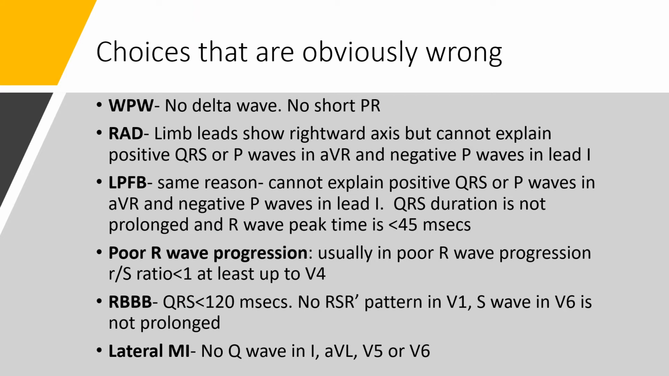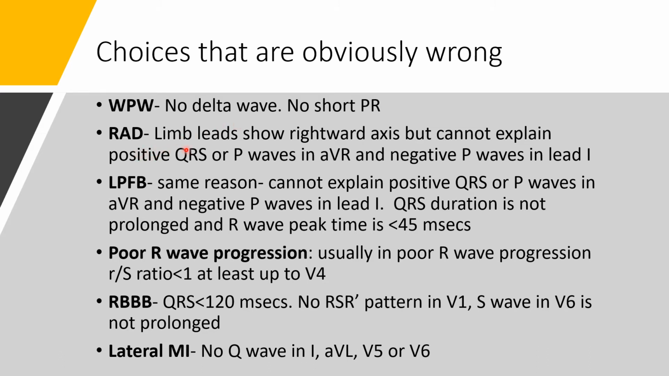So these were the choices that were given, some of them, not all of them, as answers for this particular EKG, and some of them are obviously wrong, so I wanted to clarify those choices first. The choice WPW is not true because you don't see any delta waves, and the PR interval is not short in these EKGs. Right axis deviation.